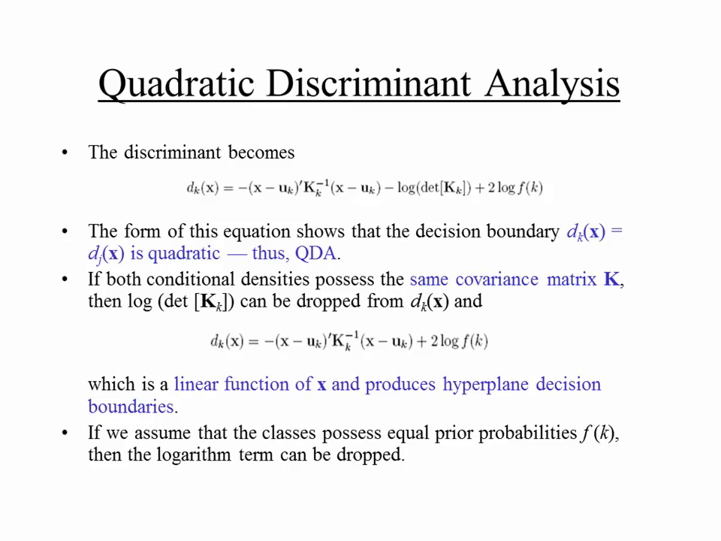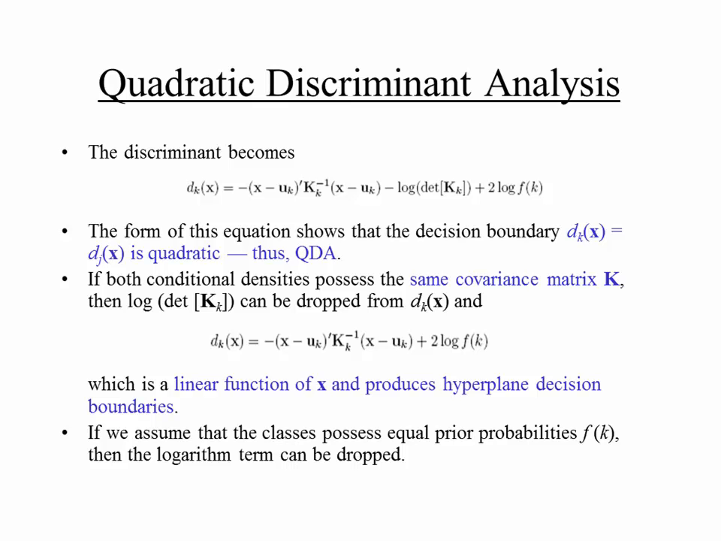Because that x transpose Kk inverse x term will survive on both sides, okay? So the form of the equation shows that the decision boundary dk of x equals dj of x is going to be quadratic. And that's where this classification algorithm gets its name, right? Quadratic discriminant analysis. Any questions on this?